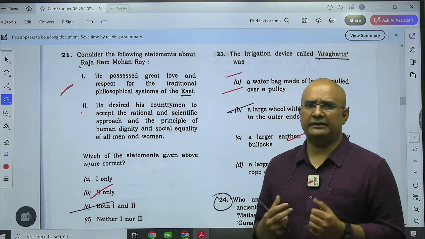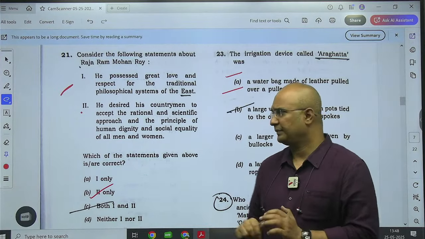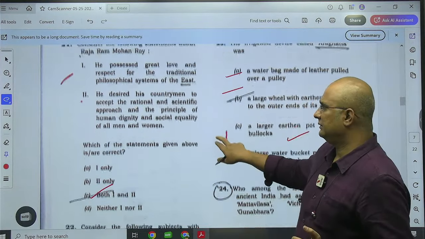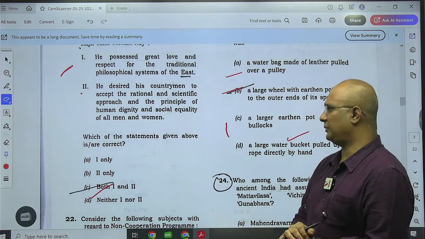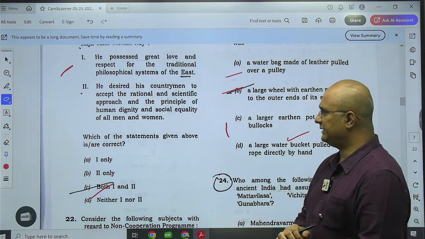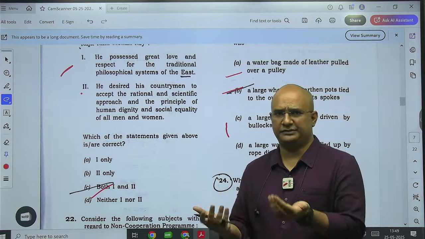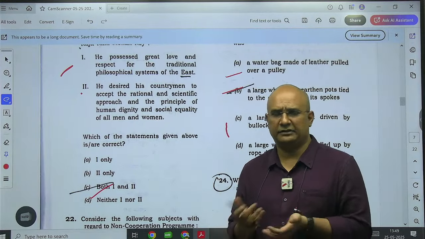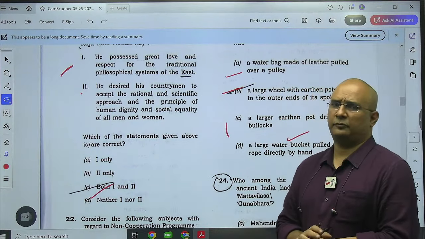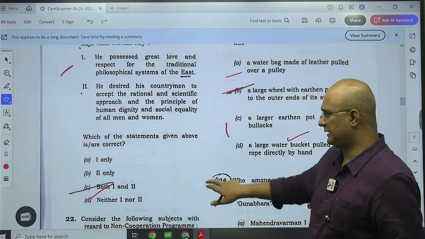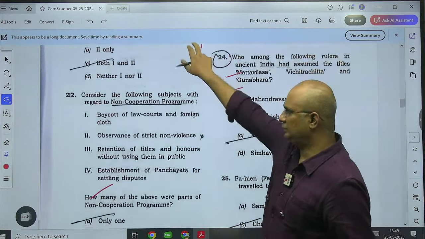Although he was very much aware that there were some defects in our culture, he did not reject the culture as such. Second statement, he desired his countrymen to accept the rational and scientific approach and the principle of human dignity and social equality of men and women. And that is how he wanted to change or reform this society and religion of this country. So even that's a straightforward statement. Both 1 and 2 will be right. So your correct answer will be C, that is both 1 and 2.